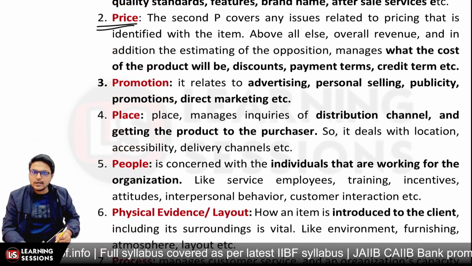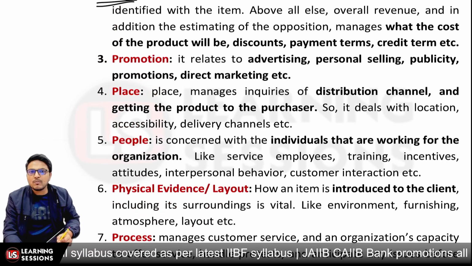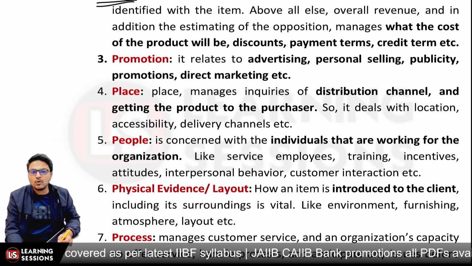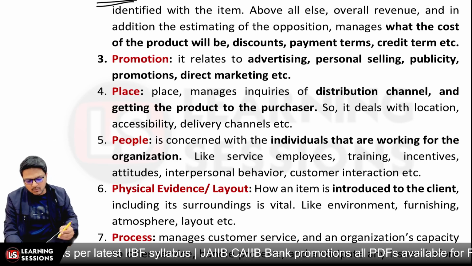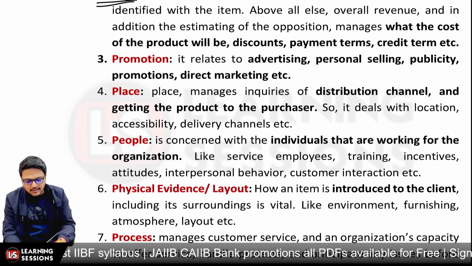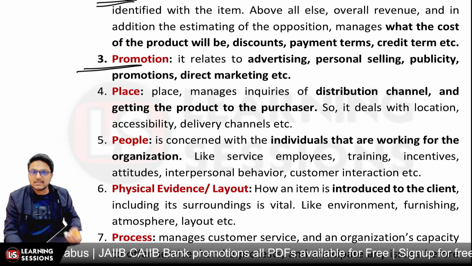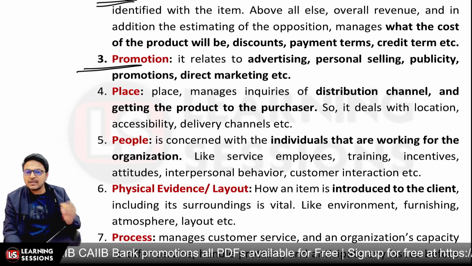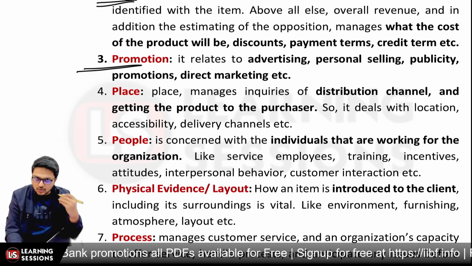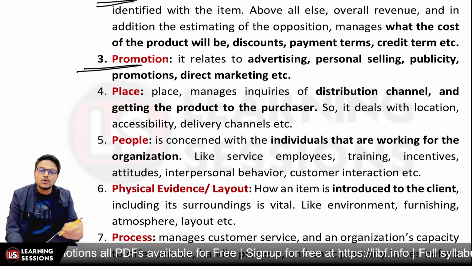And the third one is promotion. How are we going to promote our product? It's related to advertising, personal selling, publicity, promotion, influencer marketing, direct marketing, etc. That's covered under promotion. Then it's related to place. Now place is concerned with the distribution channel, that is, how we are going to get our product to the customer.